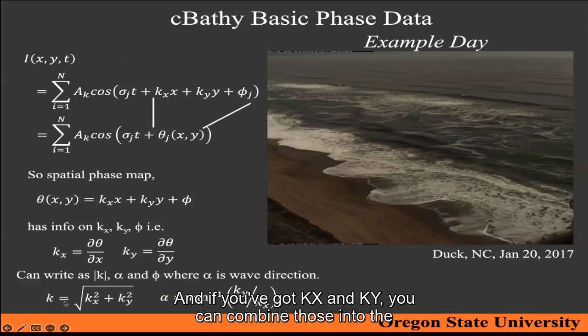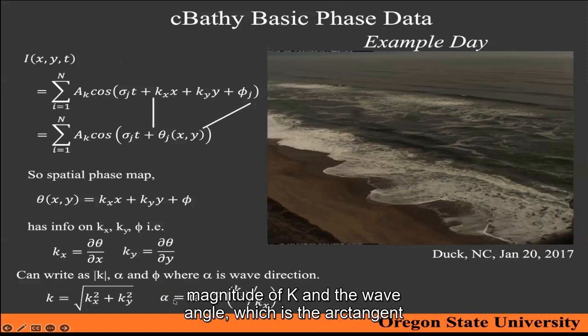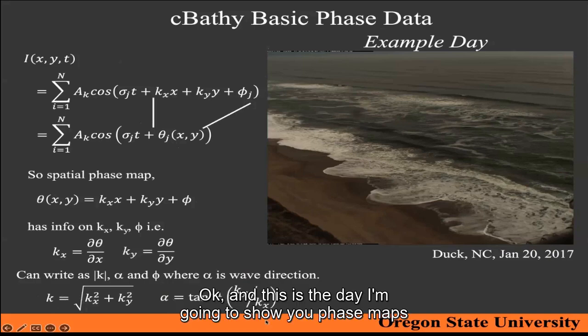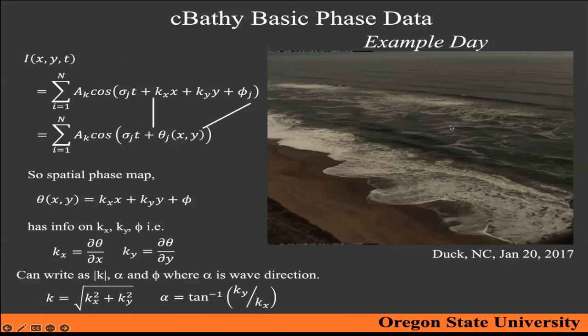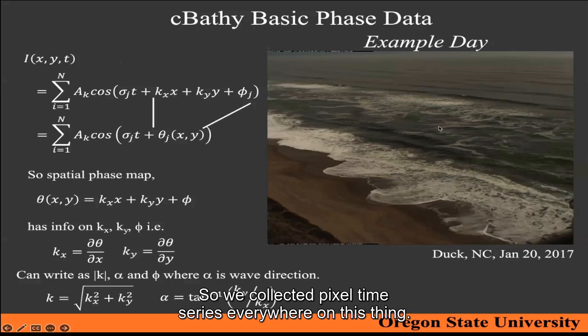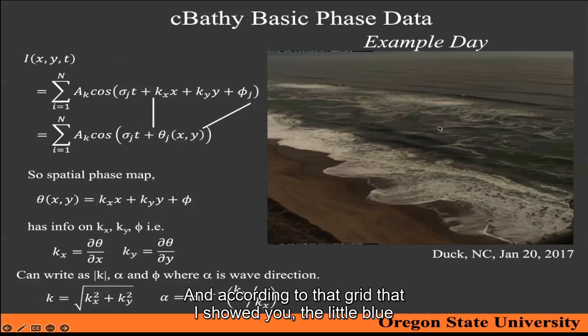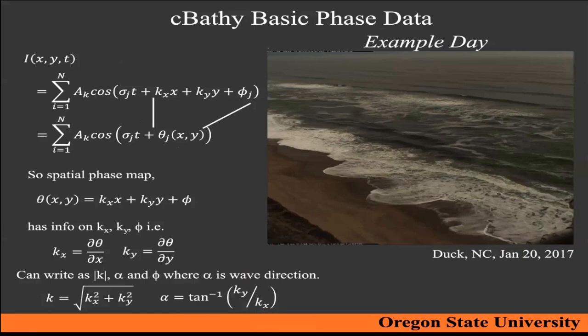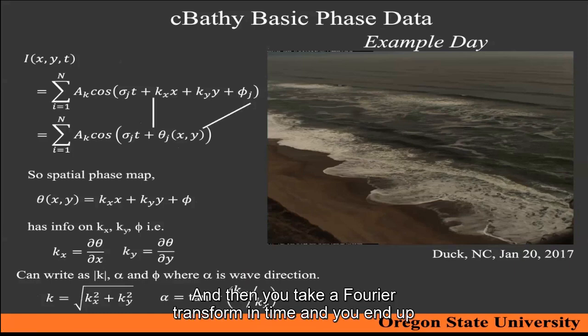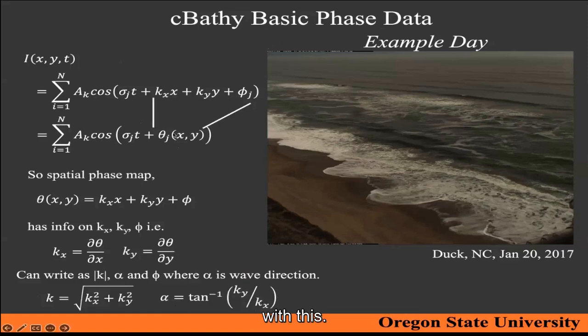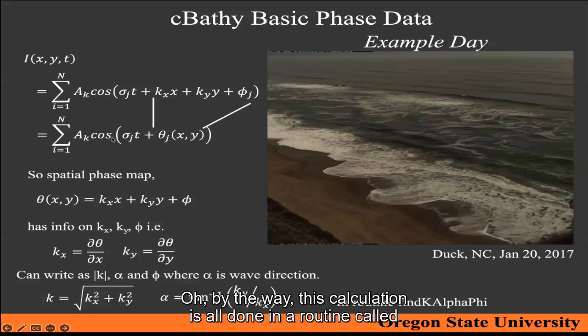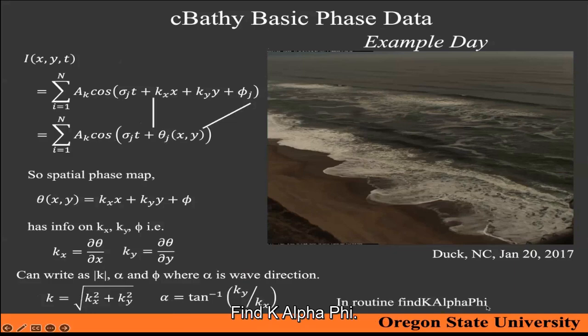And if you've got kx and ky, you can combine those into the magnitude of k and the wave angle, which is the arctangent of the ratio of the two. Okay? And I'm going to show you phase maps from this day. So we collected pixel time series everywhere on this grid that I showed you, the little blue dots. And then you take a Fourier transform in time, and you end up with this. By the way, this calculation is all done in a routine called findkalphaphi.